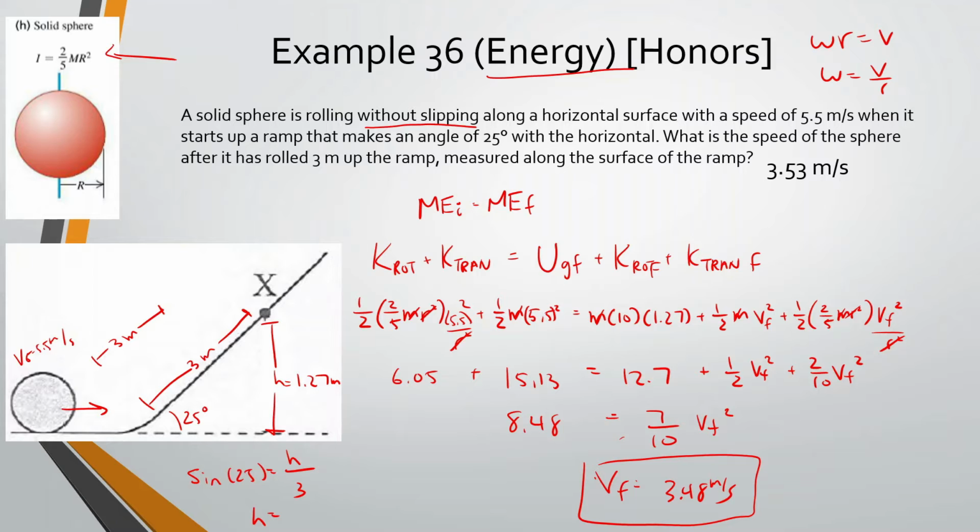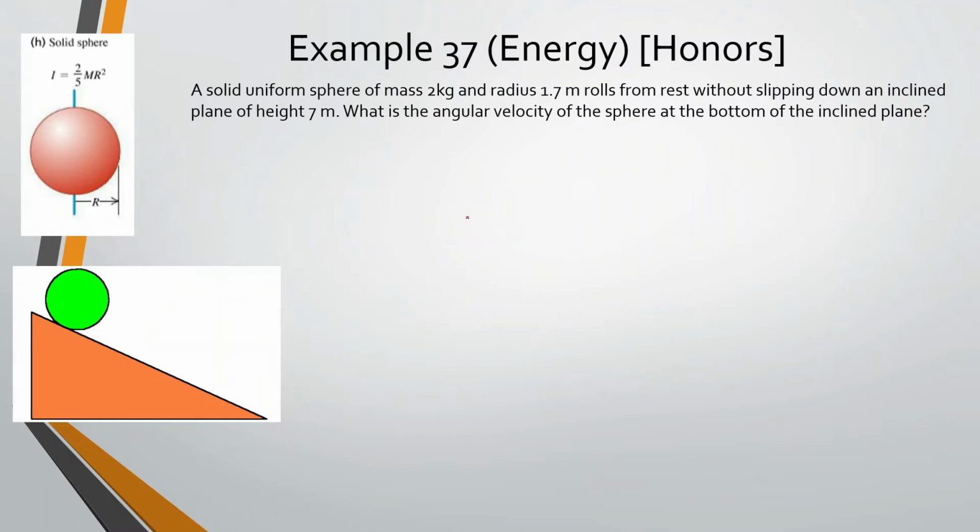Okay, so when it rolls over here, it's going to be moving linearly at 3.48 meters per second. Okay, the big trick right here is knowing this and just writing everything down at the beginning. Writing down all the different energies that are happening before it goes up the hill and at the point of 3 meters up the ramp. Okay, all right. Let's try another one, a similar problem.